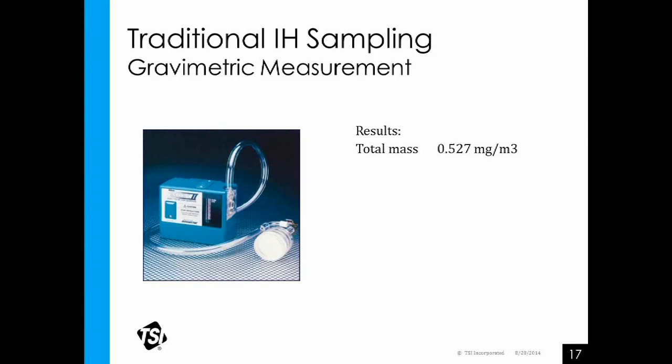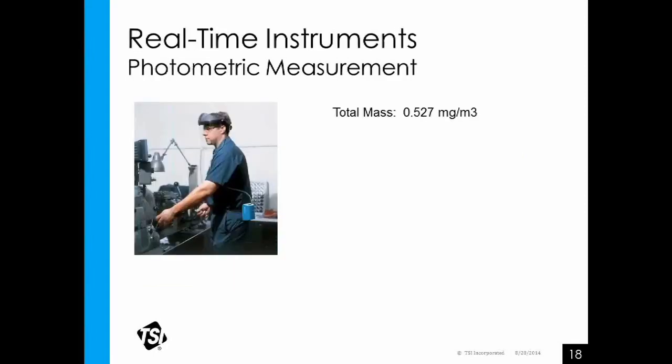We'd probably take a couple other results to verify. You say we're below the level of concern, we're okay. With real-time measurements, we're still going to get the total mass, 0.527. But when we're using a direct reading instrument, we can also download and graph that data in a graphic form.